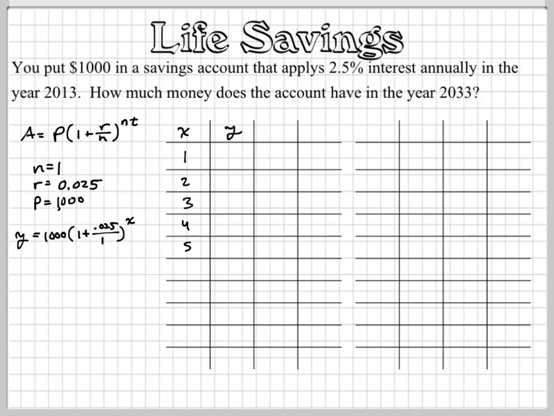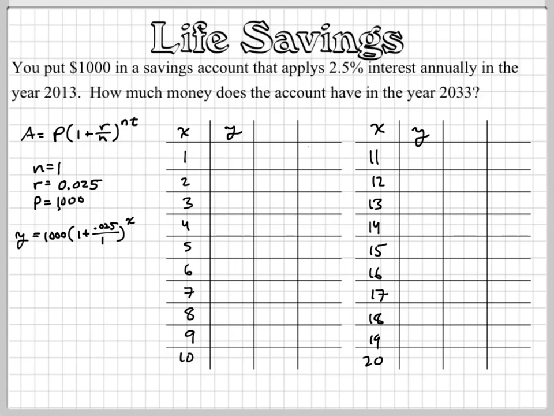This is how many years passed. We have 5, 6, 7, 8, 9, 10, and then 11, 12, 13, 14, 15, 16, 17, 18, 19, 20. All right, find out how much money you would have every year.